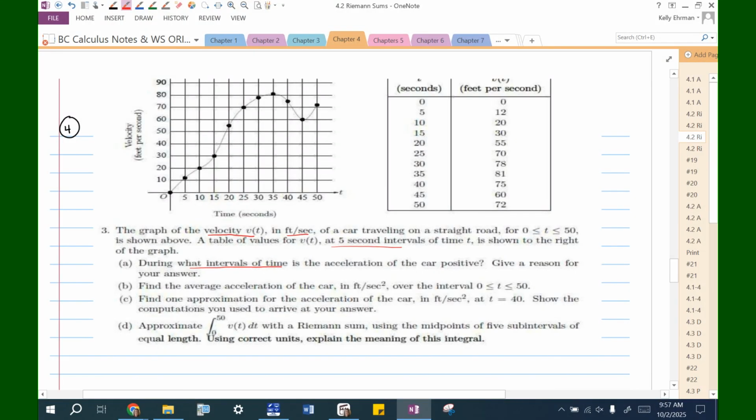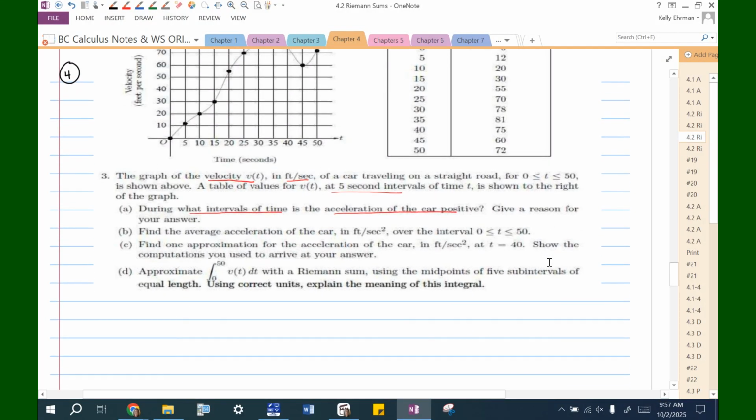During what intervals of time is the acceleration of the car positive? Give a reason. Sometimes I give a reason before I get the answer. I just think this helps straighten it out in my brain. So when would the acceleration be positive? So acceleration would be positive. A of t is greater than 0 when I have a velocity graph.